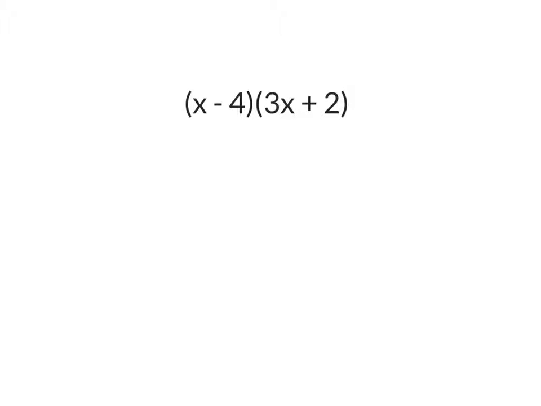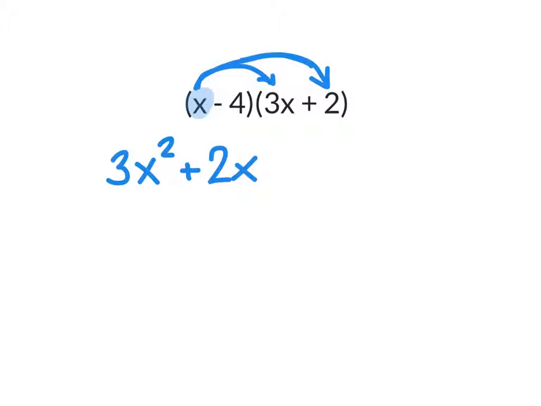We are going to distribute. So what we're going to do is take this first x and only focus on that. We're going to multiply it by everything in the second set of parentheses. So remember, with multiplying, my exponents change. So x times 3x is 3x to the second power. And then I take x times 2, which is positive 2x.